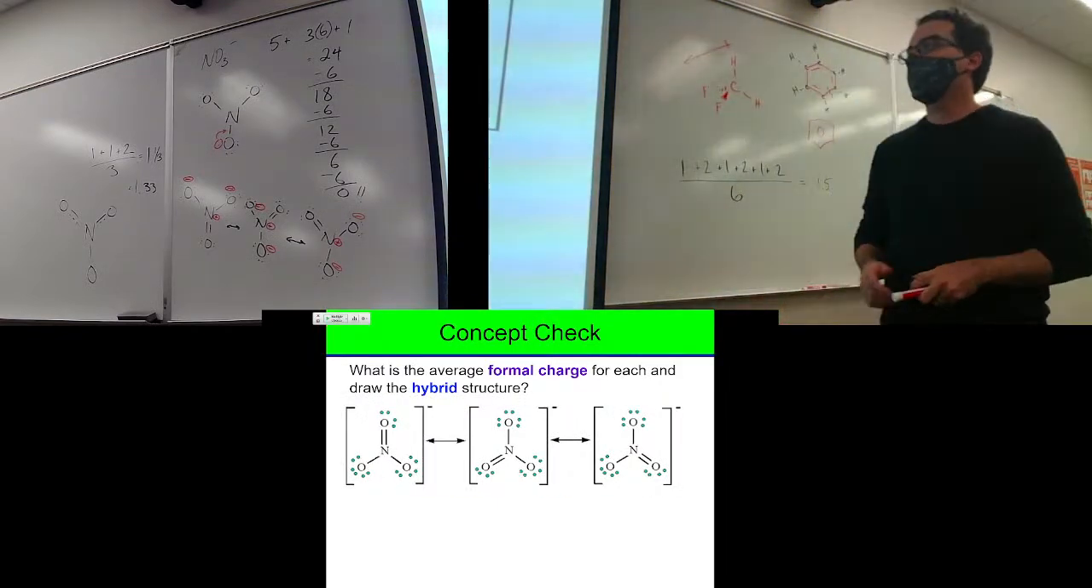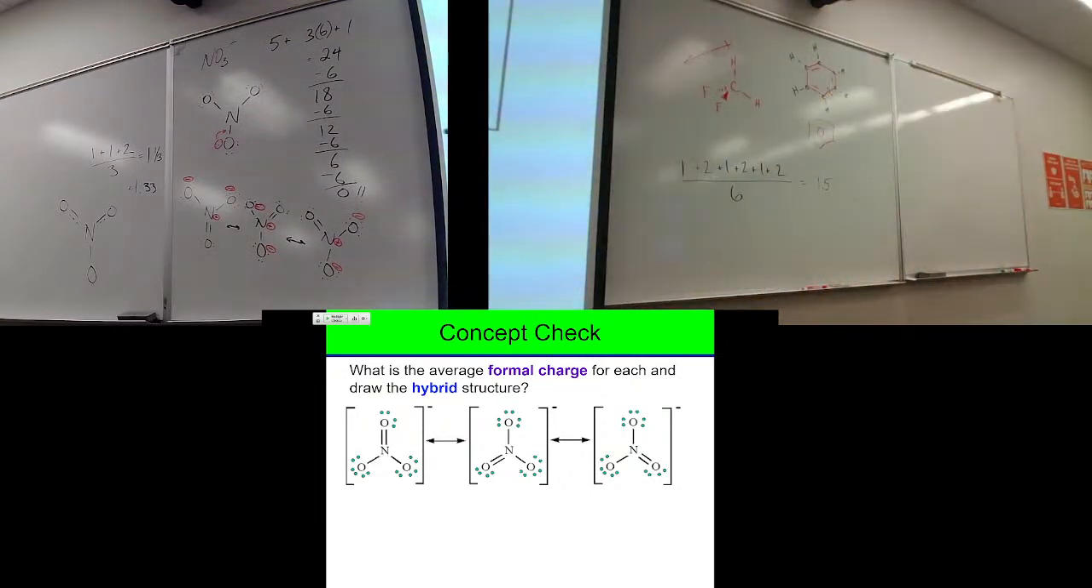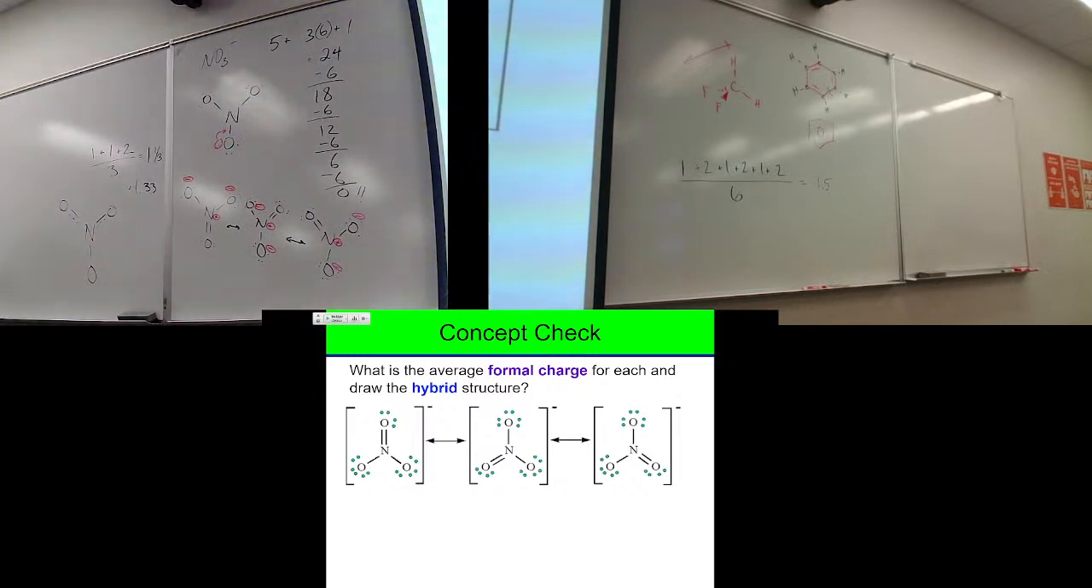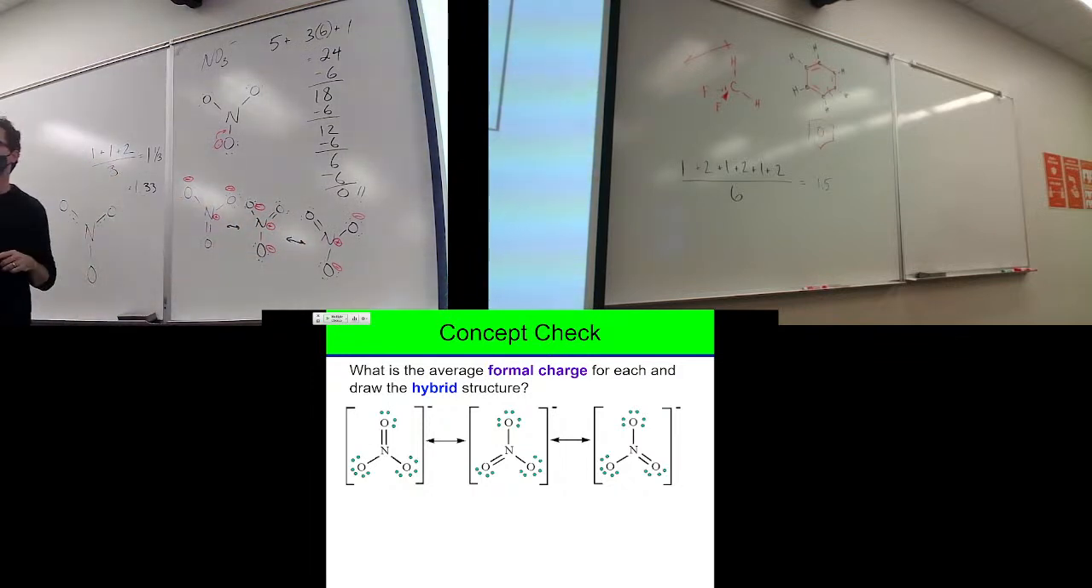What about formal charges on the hybrid structure? All right, so there's our hybrid structure. That's kind of what it really looks like. What would the formal charges be? Well, it's also an average, but we're going to do it a little bit differently. Look at the nitrogen. In every single one of these Lewis structures, these resonance structures, it's always +1. So the average formal charge for nitrogen is +1. That's not changing.